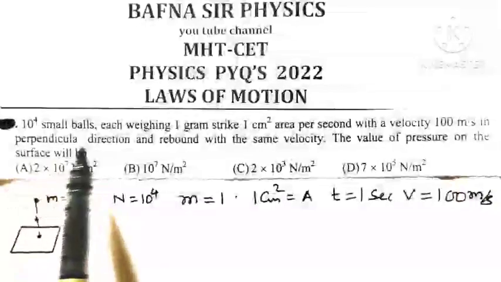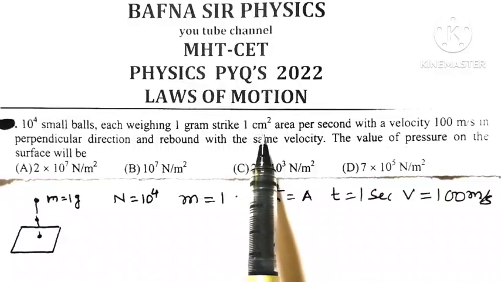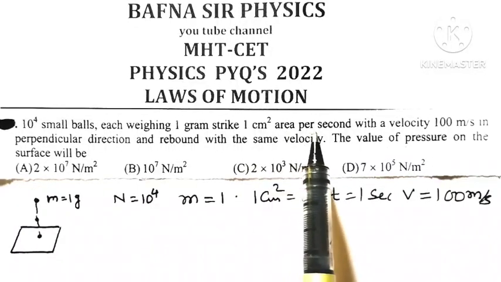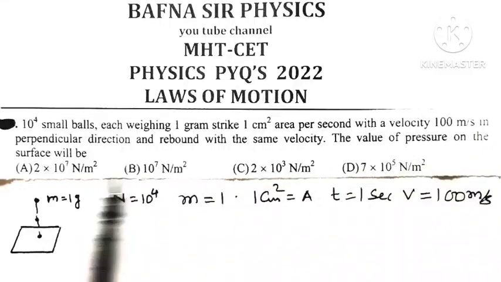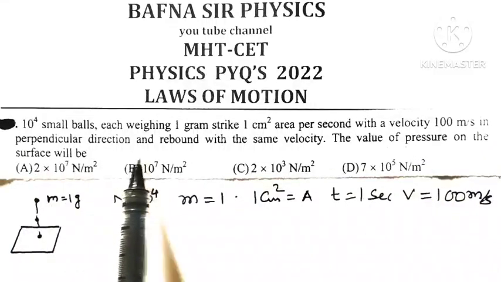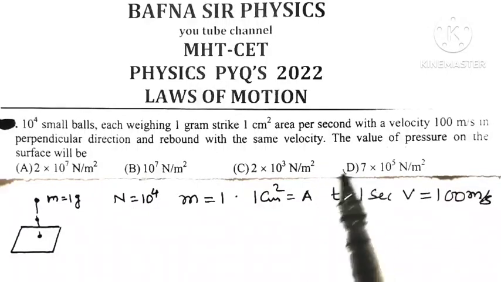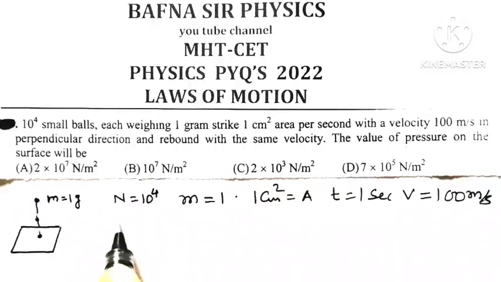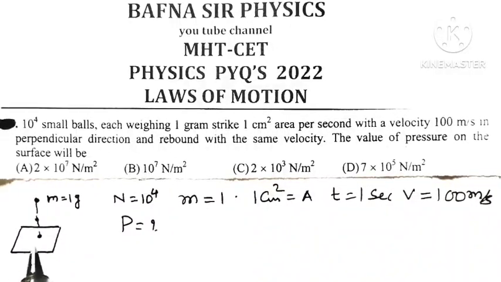10 raised to 4 small balls, each weighing 1 gram, strike a 1 centimeter square area per second with a velocity of 100 meter per second in a perpendicular direction, and rebound with the same velocity. Then the value of pressure on the surface is? See here what is given. How many balls are striking the surface?